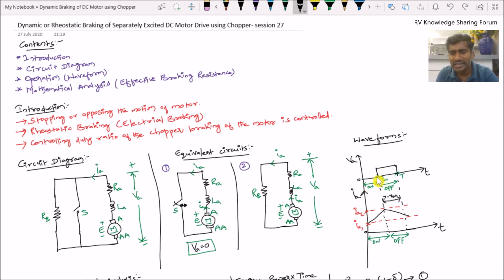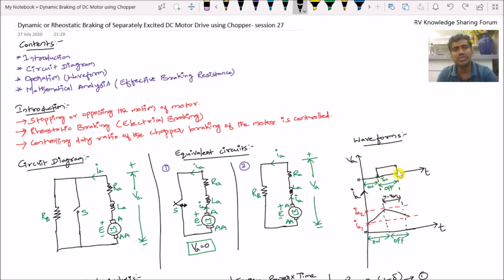See here, from this period to this period, the switch S is off. Therefore, the current is flowing through the braking resistance RB, and we have a voltage across the armature terminals which is equal to the drop across the braking resistance. That is drawn here in black color, which is the output voltage when the switch is in the off position. See here, it is written as off. So during the off position, the output voltage appears across the armature terminals.